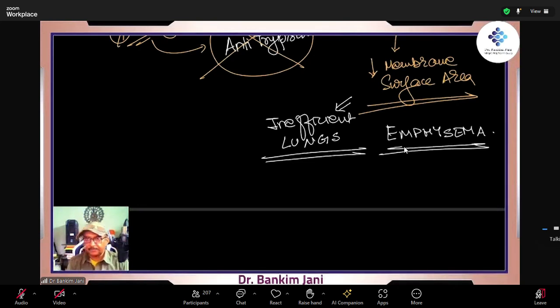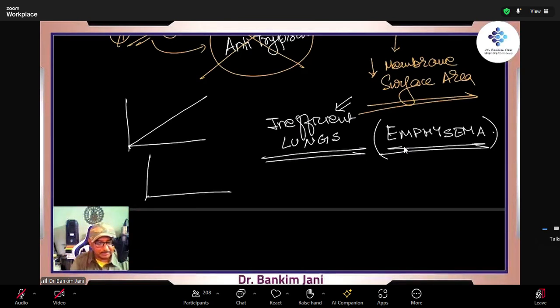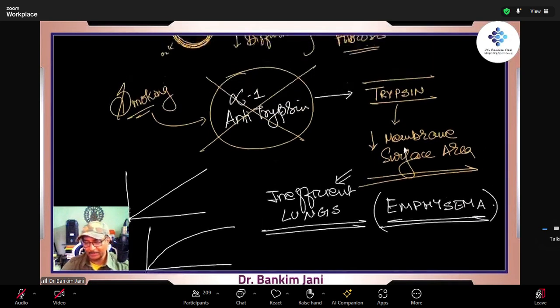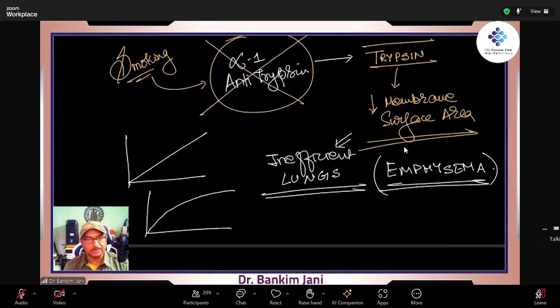Does it recover if someone quits smoking? Yes. But again, the curve is not linear. It is a logarithmic curve. That means whatever the duration for which someone has smoked, whether 5 years, 3 years or 2 years, coming back to original lung efficiency takes almost double the time. Trypsin is present at several locations, and every time there is a different mechanism. So this is what happens, and this is what is called emphysema.